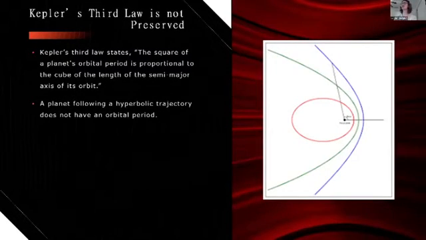Kepler's third law is also not preserved, and this one actually fails a little bit more spectacularly. Kepler states the square of a planet's orbital period is proportional to the cube of the length of the semi-major axis, and the semi-major axis of a hyperbola is negative. So you're saying the square of something is equal to the cube of a negative number, which is obviously not true. And also, I just wrote that a planet following a hyperbolic trajectory does not have an orbital period, which is another reason this law fails.